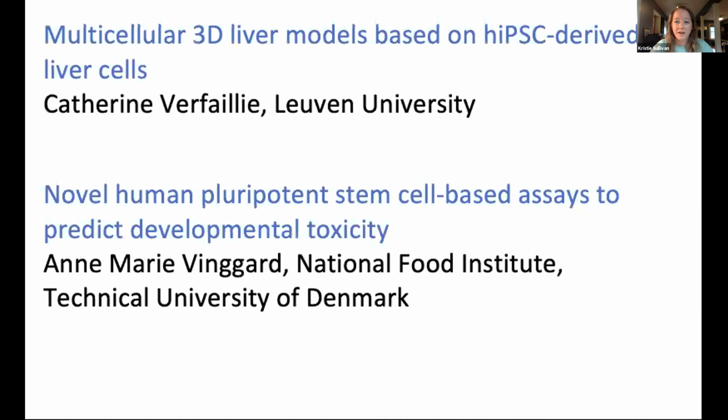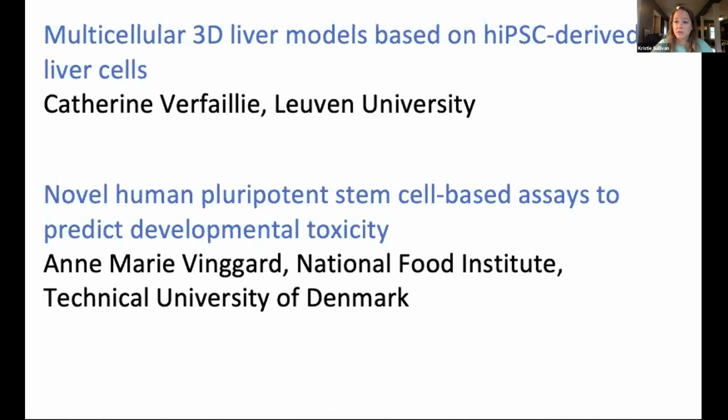And so finally, I will introduce our presenters. I'm going to introduce both of them now, and then I'll let them take the floor. First is Dr. Catherine Verfaillie from Leuven University, and she's going to be talking about multicellular 3D liver models based on hiPSC-derived liver cells.